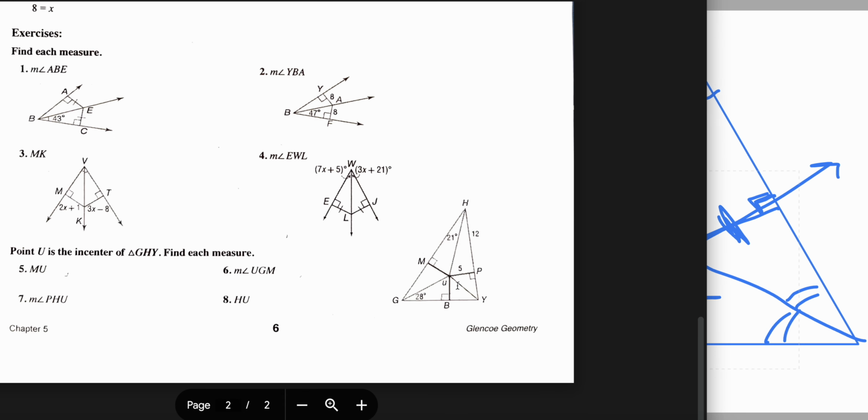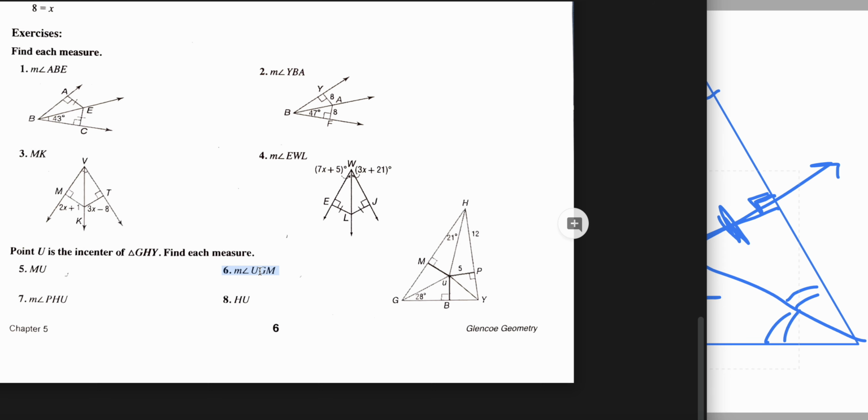So we're coming back to our problem over here, and we're trying to find each measure. So MU, right? MU is here. U is our in-center. We're given that. And so since U is our in-center, it is equidistant to the sides of the triangle. You can see we have our 90 degrees on these lines, right? MU, PU and BU. So that means MU is congruent to PU. MU is also 5, right? And so is BU, also 5.